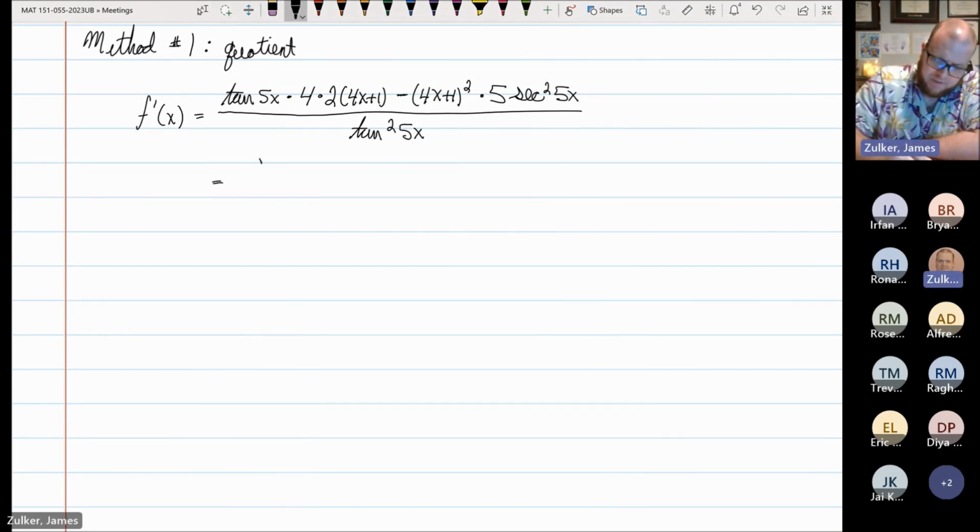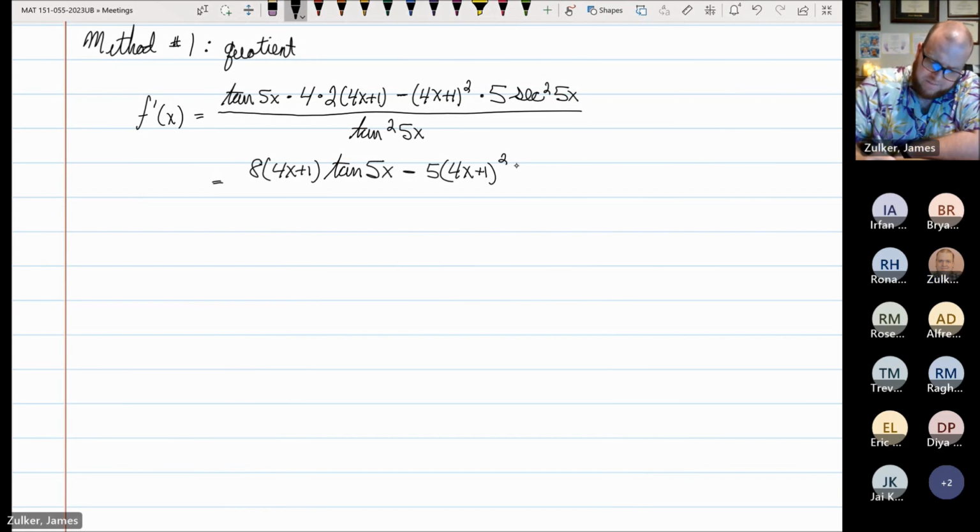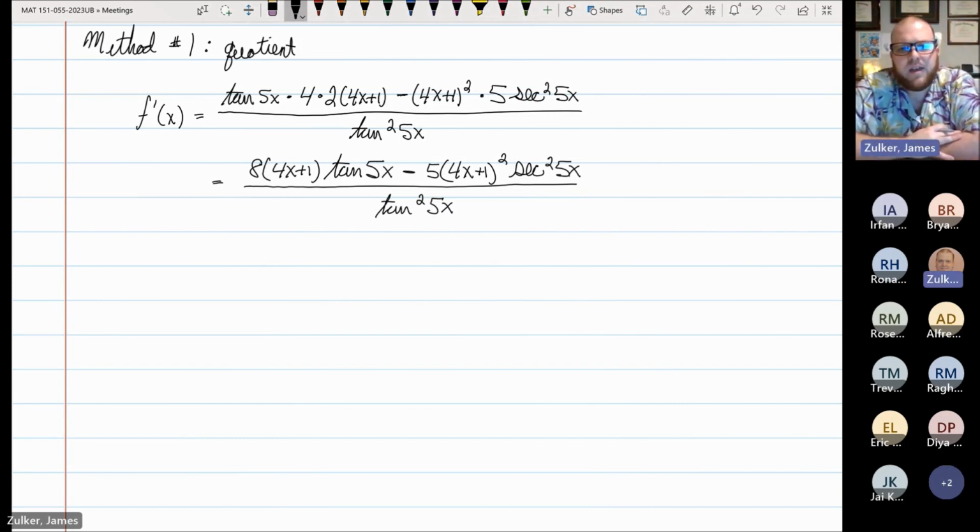Just try and clean this up. 8 times 4x plus 1 times the tangent of 5x minus 5 times the quantity of 4x plus 1 squared times secant squared of 5x all over tangent squared of 5x.